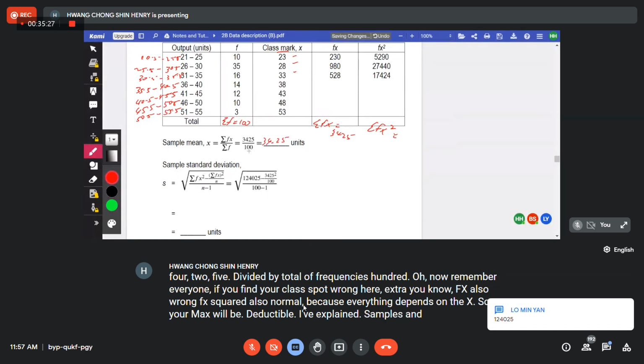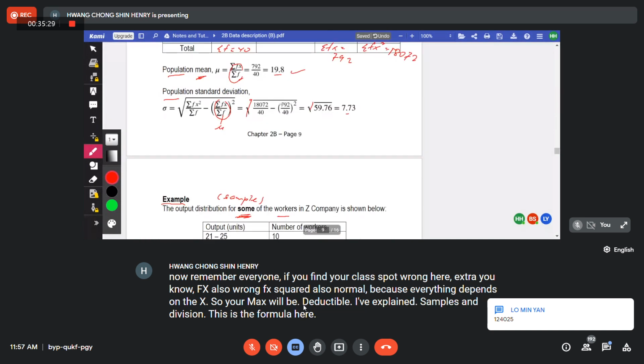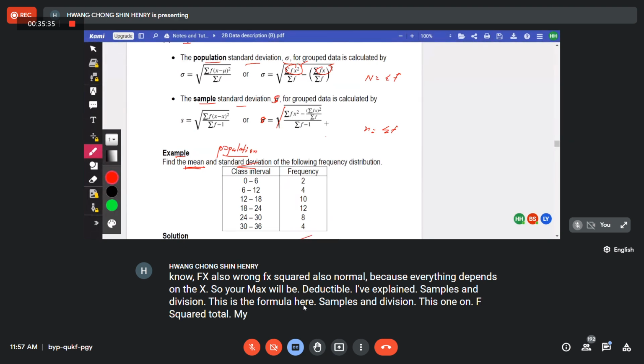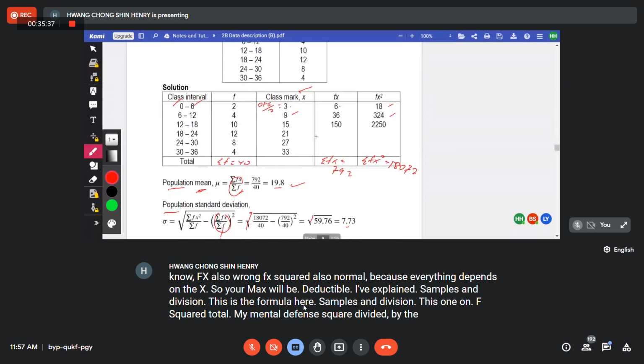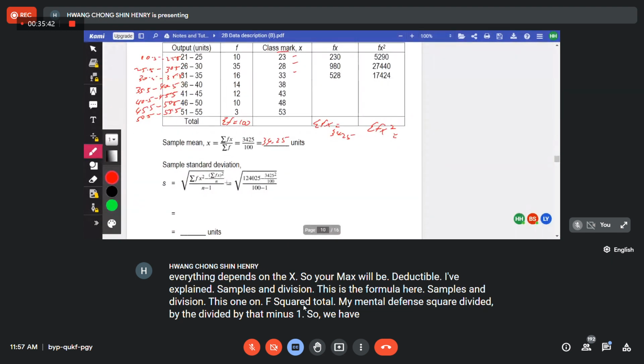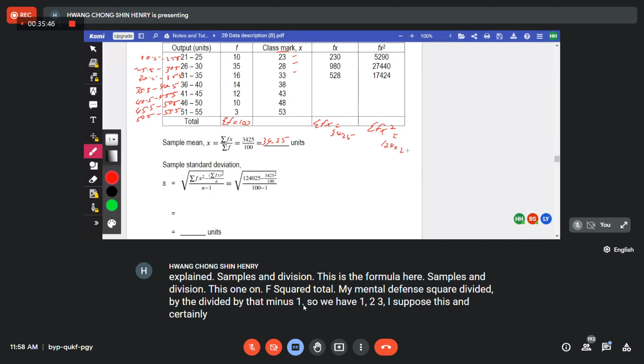Sample standard deviation, this is the formula here. Sample standard deviation, this one now. Fx squared total minus total fx squared divided by total f minus 1. So we have 1, 2, 0. I suppose this is the answer, isn't it? Minus fx 3425 squared, divided by n, 100. Okay, divided by n minus 1.